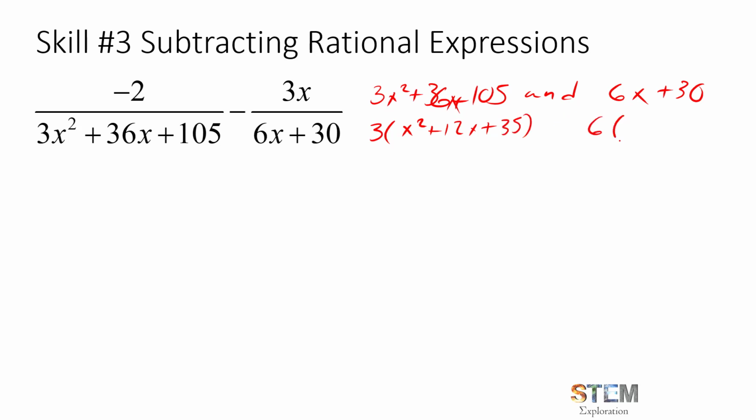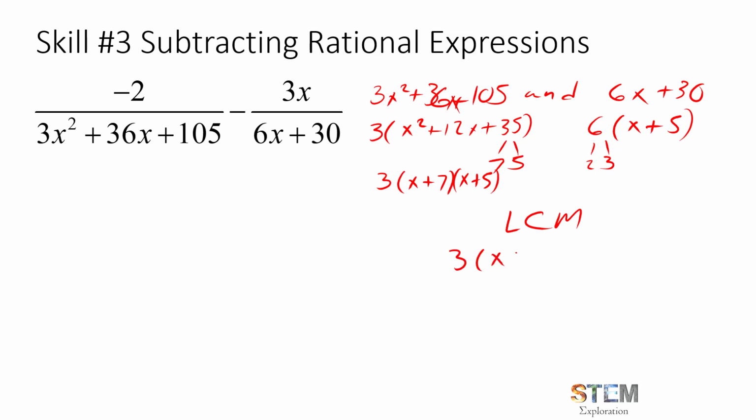And pull out the 6. You get the x plus 5. The 6 will give me a 2 and a 3. If I go 7 and 5, if you add those multiples up, that gives you the 12. Another factoring technique there. So now we'll go 3 times x plus 7 times x plus 5. And now let's find our LCM, least common multiple. So 3 times x plus 7 times x plus 5.